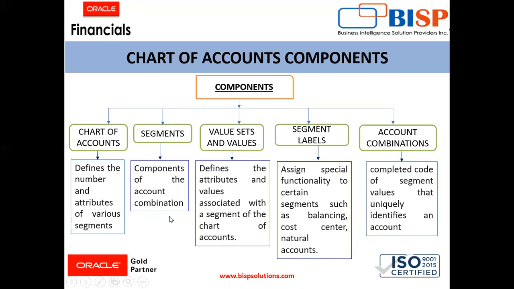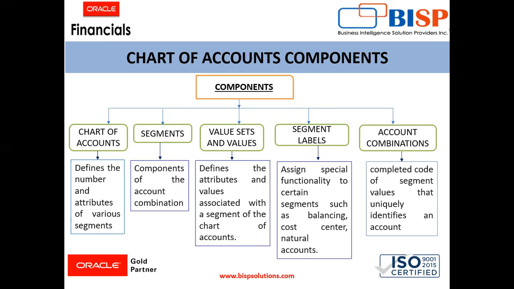Segments are the components of account combination. Each segment is attached with a value set to provide formatting and validation of the set of values with that segment. The examples of segments can be company, cost center, department, division, product, location, accounts, etc. Then comes the value sets and the values, which define the attributes and values associated with a segment of a chart of accounts. Value sets are nothing but the container of values for the segments to which they are linked. Segment labels are assigned to provide special functionality to certain segments such as balancing, cost center, natural accounts, etc.